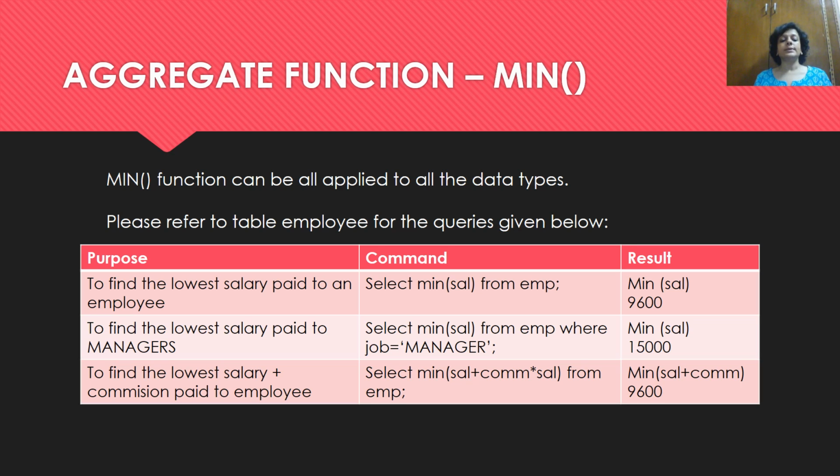To find the lowest salary paid to managers, the command would be: select min(sal) from emp where job equal to manager. Similarly, to find the lowest of salary and commission paid to an employee, the command would be: select min(sal plus comm) from emp.